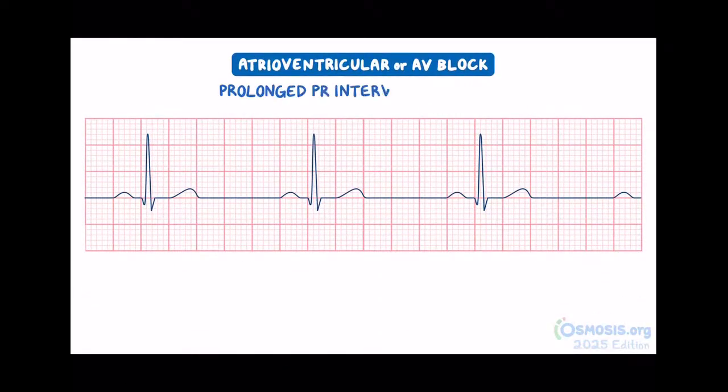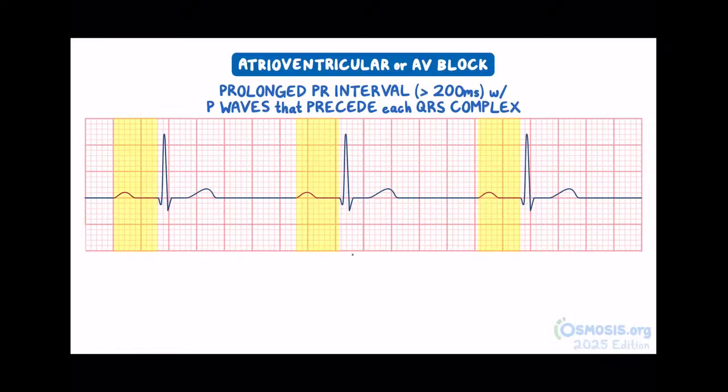If there's a prolonged PR interval that is greater than 200 milliseconds with P waves that precede each QRS complex, this is first-degree AV block.